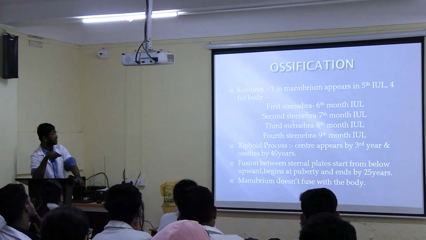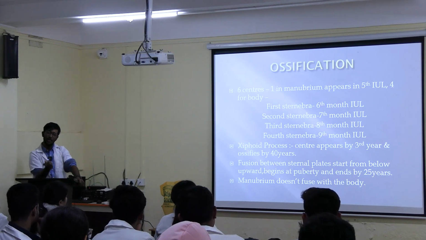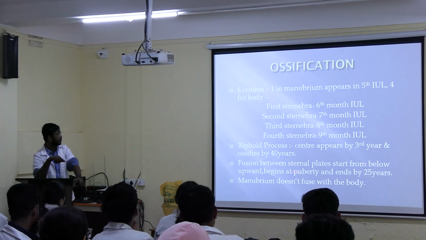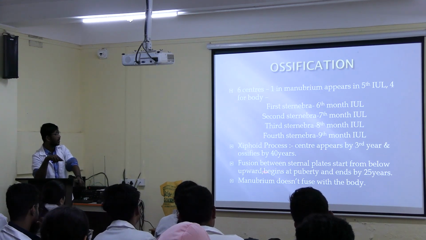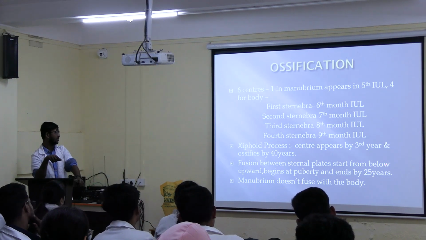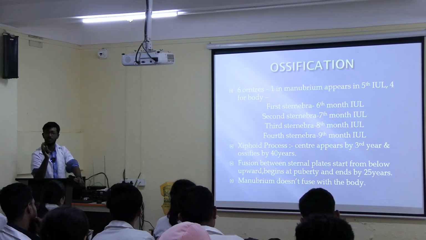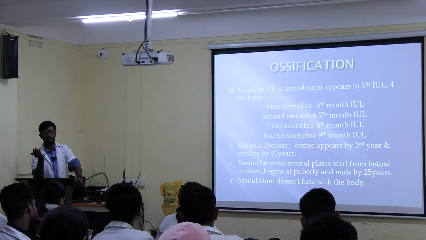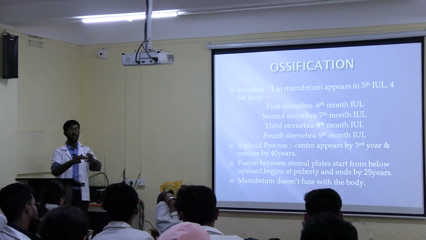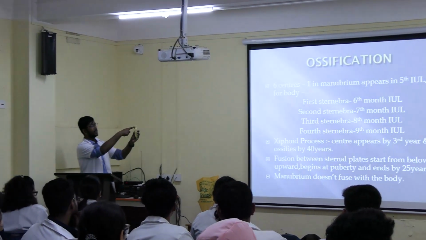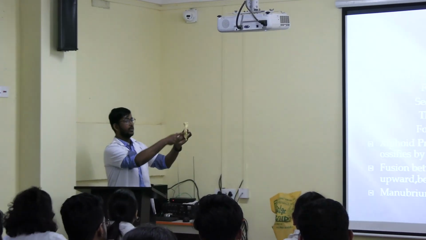And the sternebrae, these centers get ossified from below upwards and it gets completed by around 25 years of life. So fusion between sternal plates starts from below upwards, begins at puberty and ends by 25 years. The manubrium doesn't usually fuse with the sternum. If it gets fused, which is in about 10% of individuals, then the person is of extremely old age, above 90 years. For example, this is the sternum of an individual around 90 years of age. See, this has become a whole bone, so this is ossified.